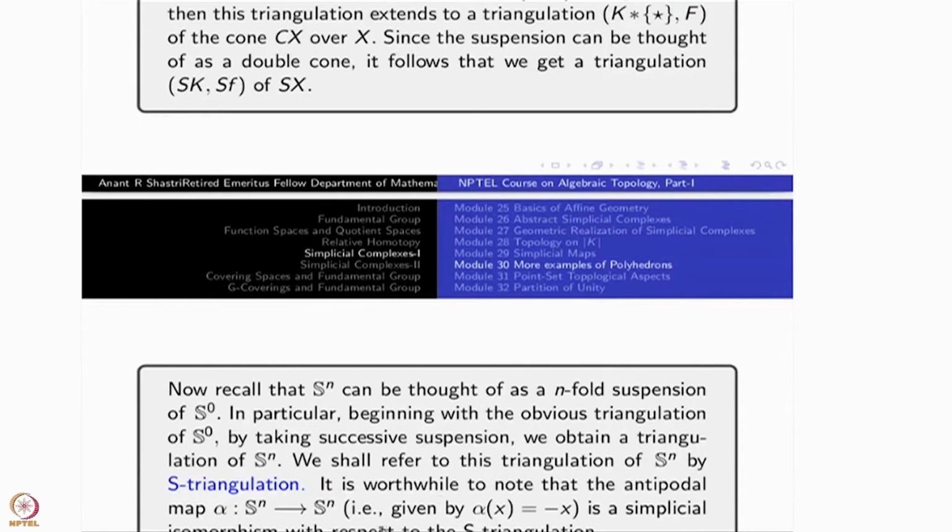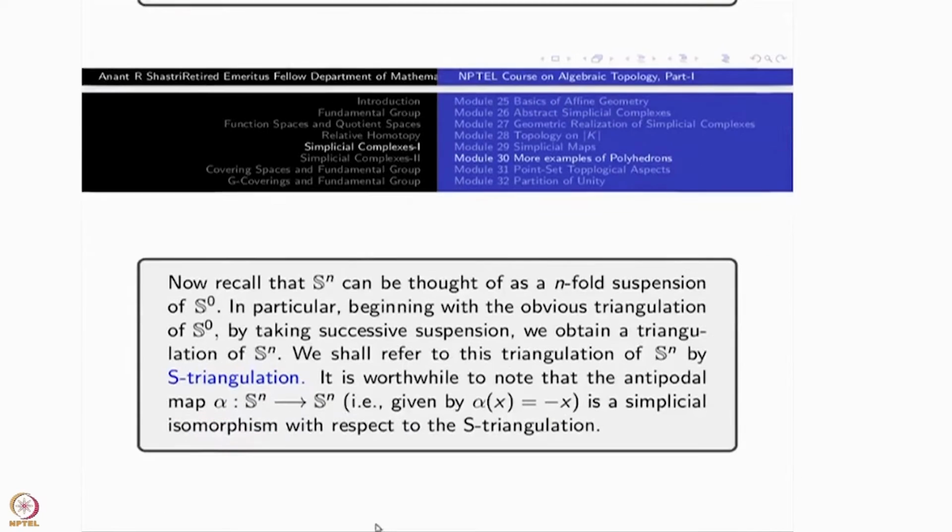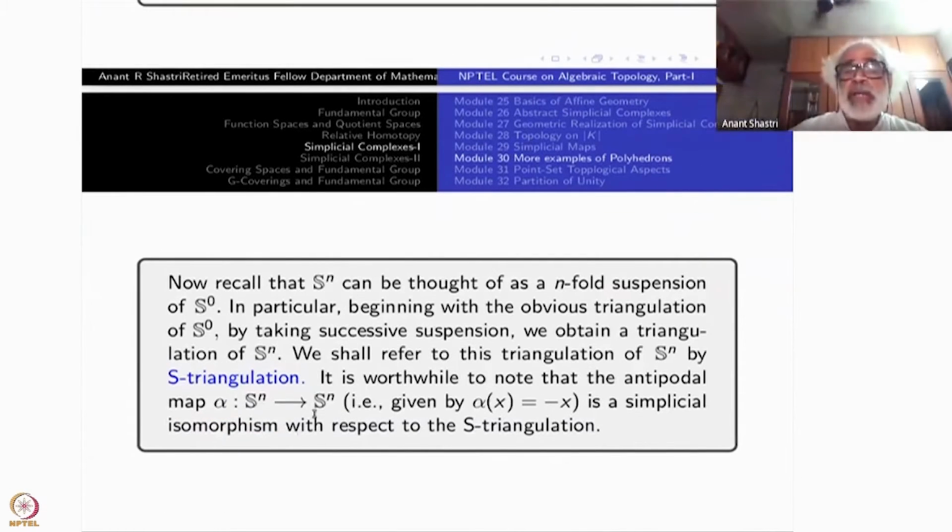Okay. So we shall refer to this as the S-triangulation of S^n, mainly by taking suspension. It's worthwhile to note that the antipodal map in this case, namely the antipodal map means α(x) is equal to minus x, is a simplicial isomorphism of that triangulation. Okay. If you take the standard boundary of Δ^n, the antipodal map has no role to play there. It is not that easy. Okay. So the S-triangulation has this property, and that is very useful.